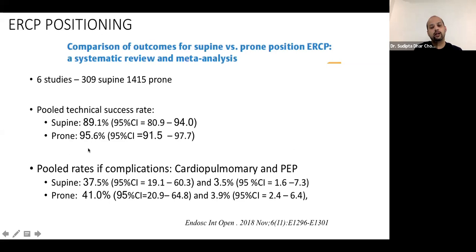However, if you look at the complications rate, especially the cardiopulmonary complications, they are slightly higher with the prone position. What this meta-analysis goes on to suggest is that in individuals with cardiopulmonary complications, even if you are trained in doing ERCP in prone position, prefer to do that ERCP in that individual in the supine position.